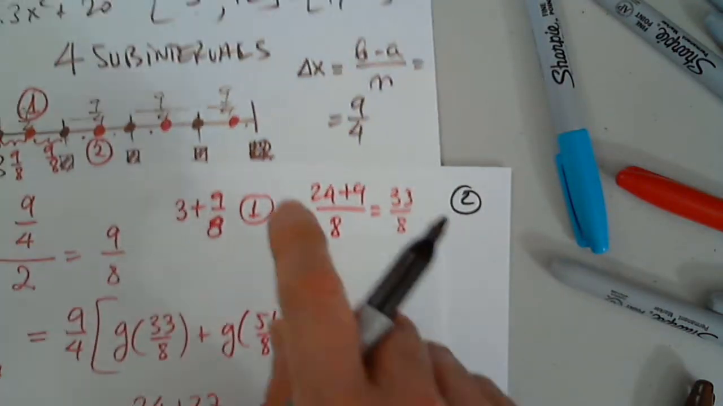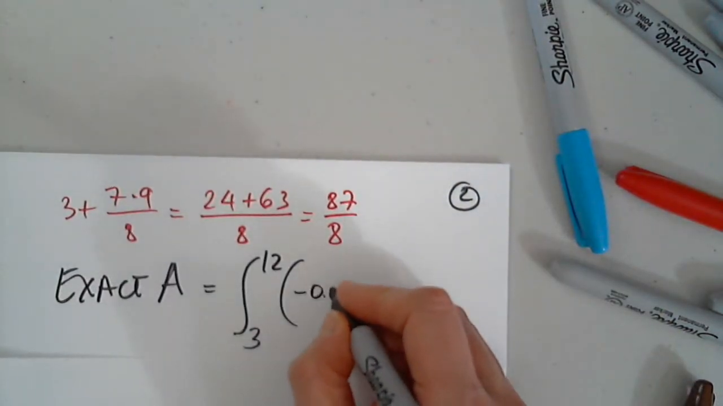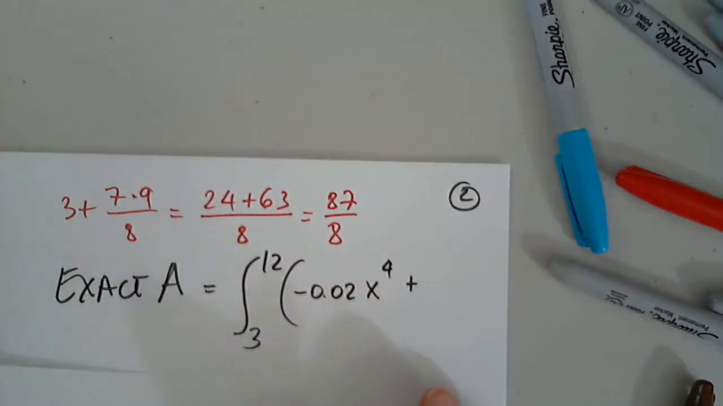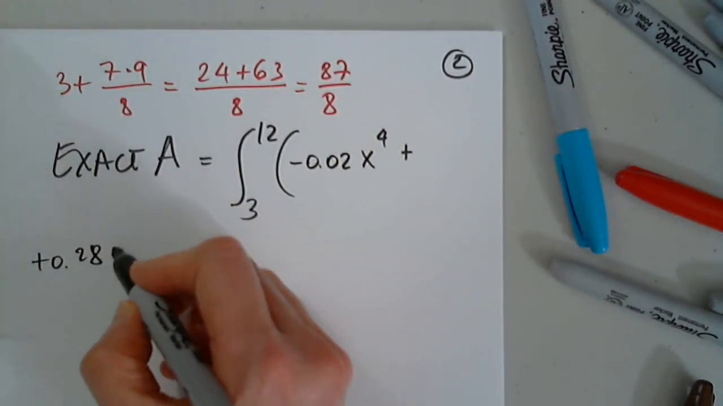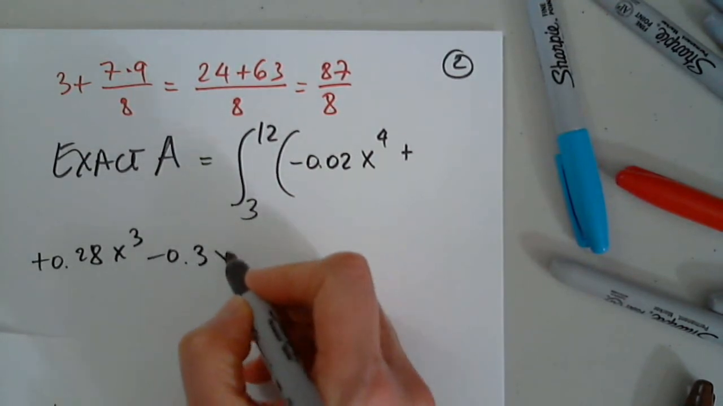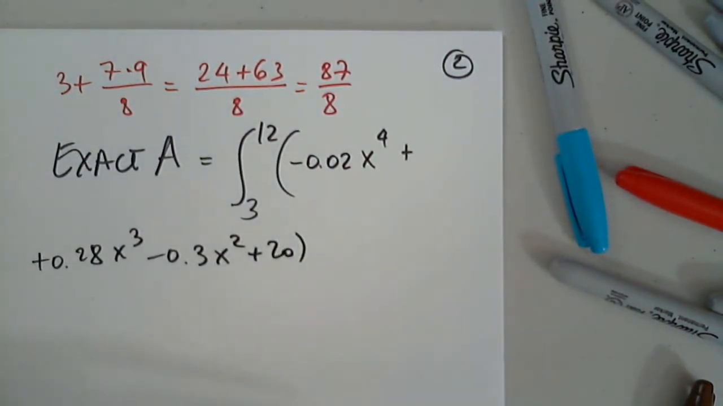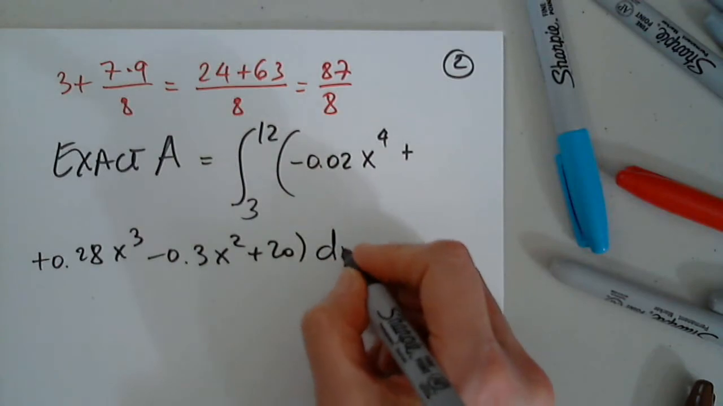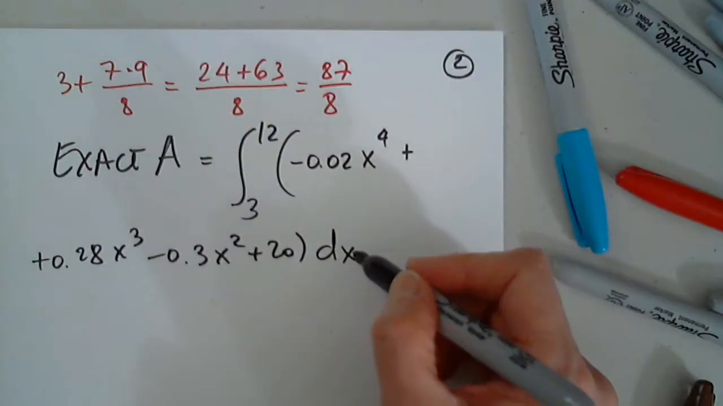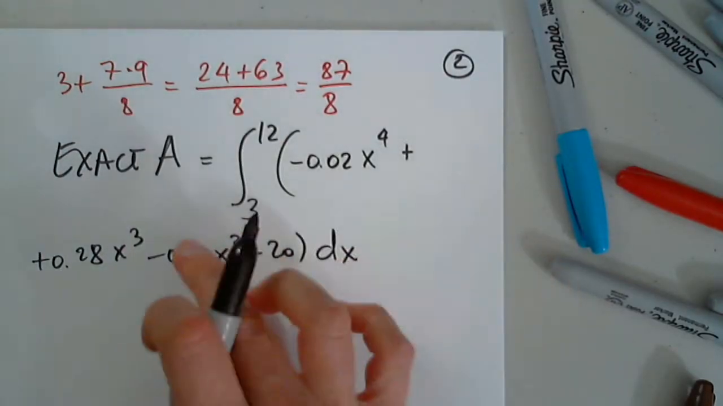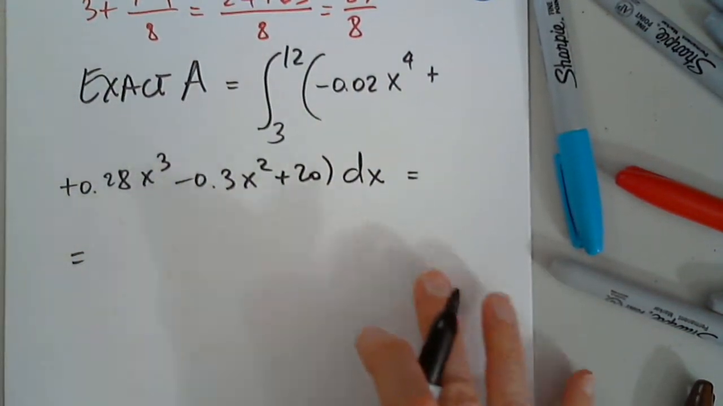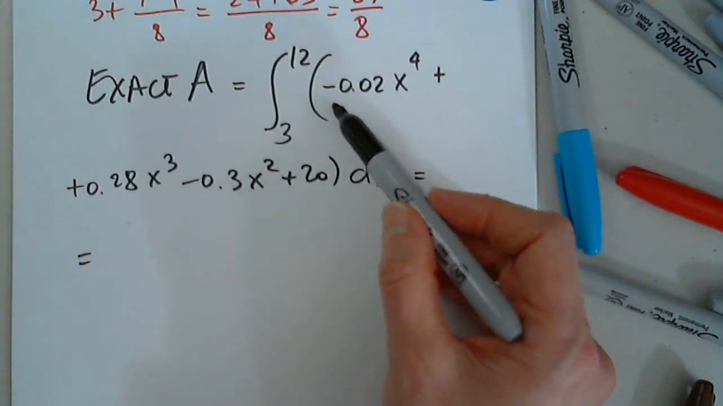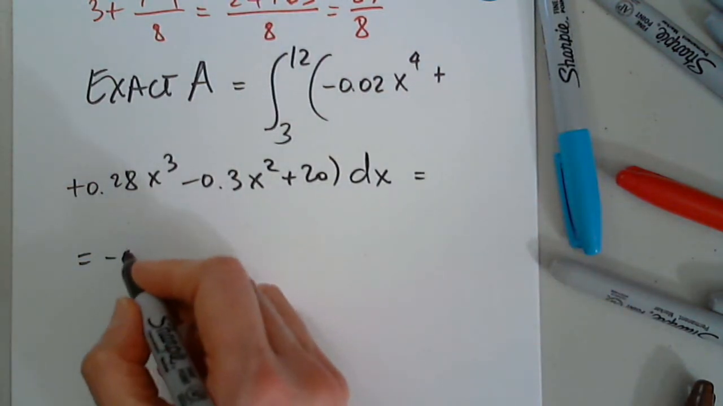This is an approximation. So negative 0.02 x to the fourth plus 0.28 x cubed minus 0.3 x squared plus 20. Of course, dx. No integral exists without dx or dy or dt, depending on what the variable is. Okay, so let's do this. So what function prime is x to the fourth? Can anyone help?